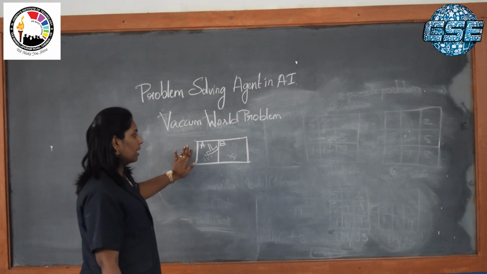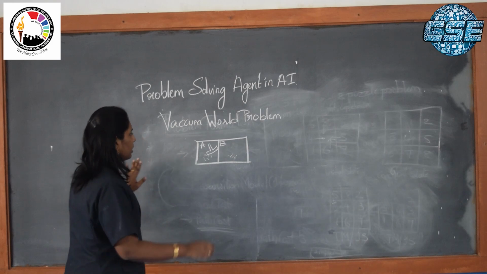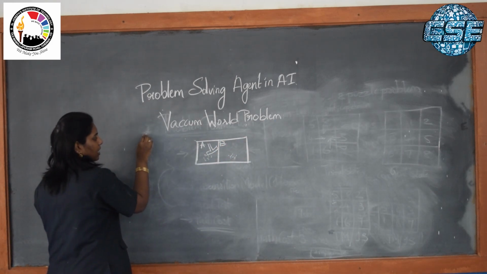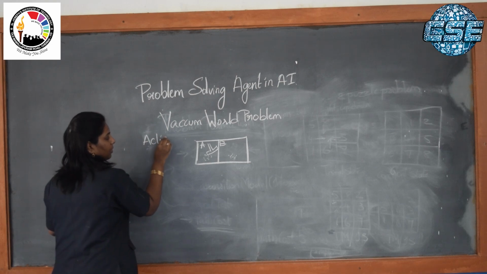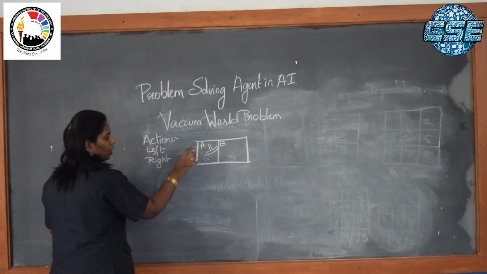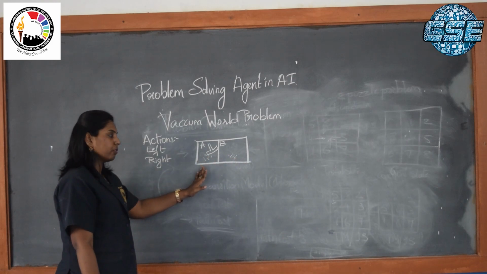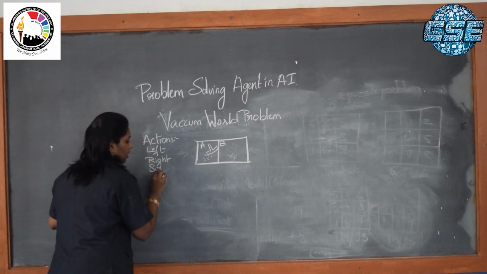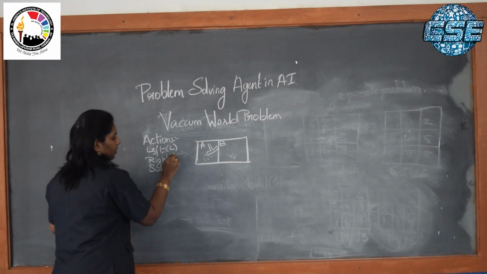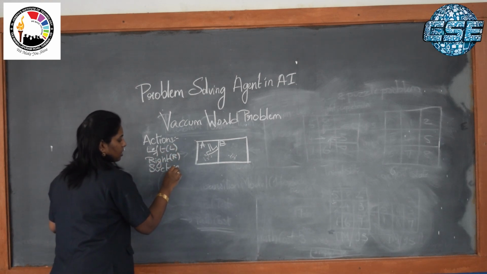So next will be my actions. In this problem my actions are: the vacuum can move left, the vacuum can move right, and the vacuum can suck the dirt. These will be my moves here, my actions.